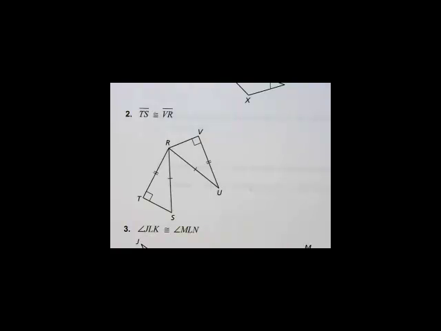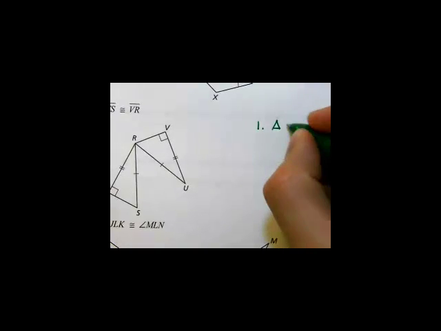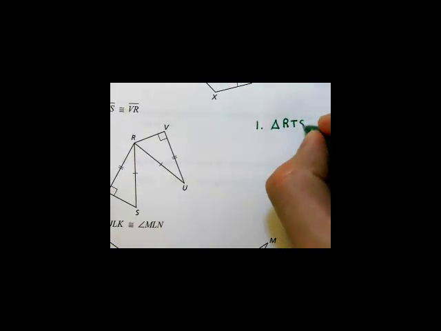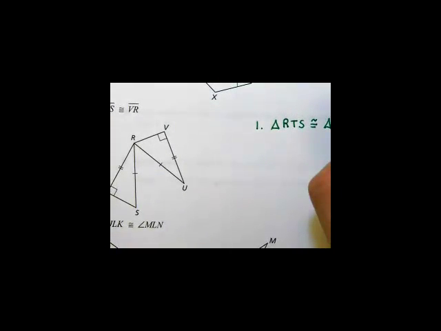Okay. Are there any other pieces on here that we need? No. What can we use to prove the two triangles congruent? Hypotenuse leg theorem. You got it. So triangle RTS is congruent to triangle UVR. And that was using hypotenuse leg.